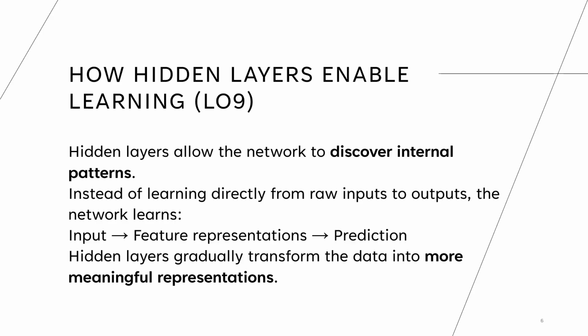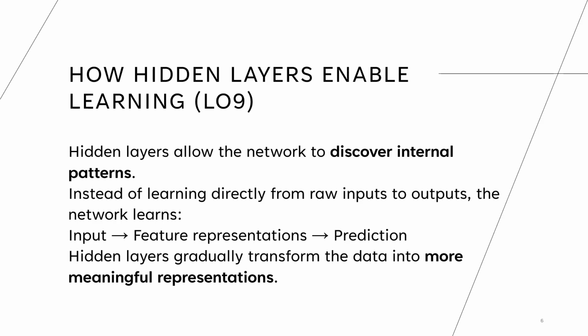You can think of this process as a progression. The network begins with raw input data. Then it develops internal feature representations. Finally, those representations are used to produce a prediction.